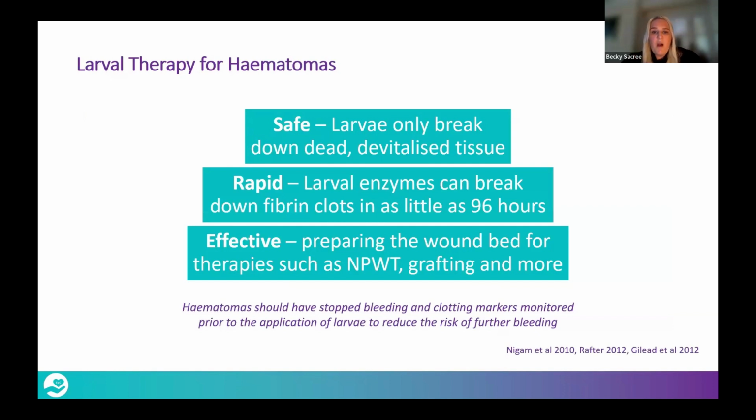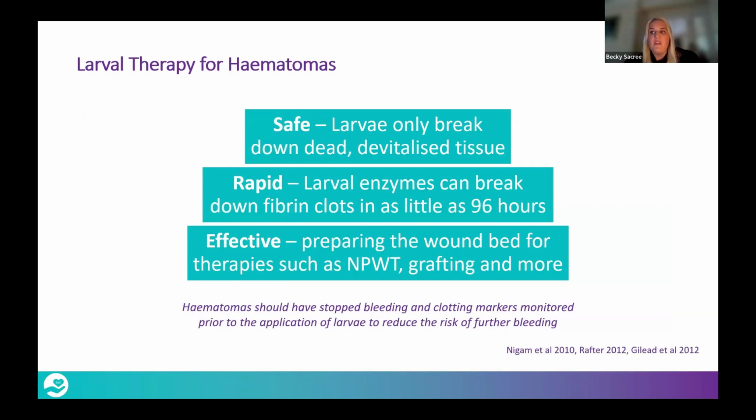It was decided that a pathway should be created to assist both the staff on the wards, the emergency department, and the tissue viability team, to ensure that haematomas were managed in a safe and effective manner to enhance patient outcomes. By integrating the best practices, a more structured approach, and early intervention, we sought to enhance the efficiency, effectiveness, and treatment of our process. So why larval therapy for haematomas?